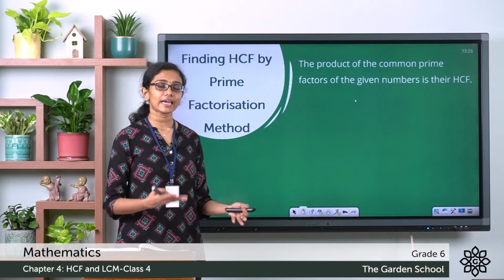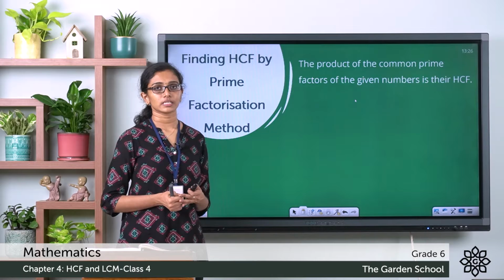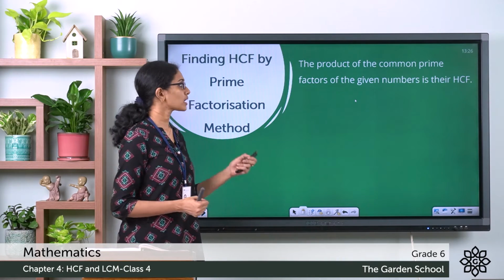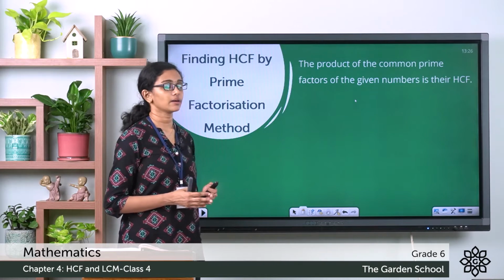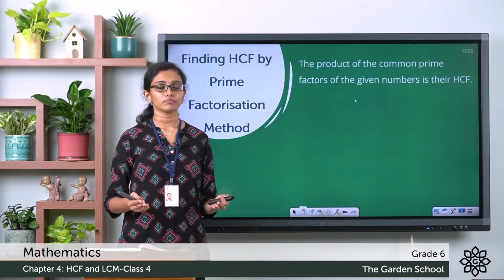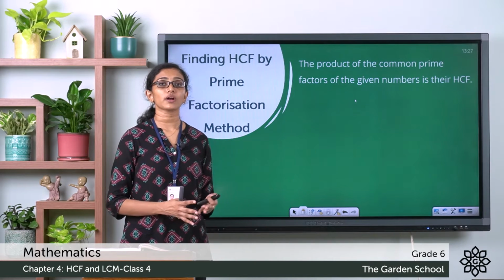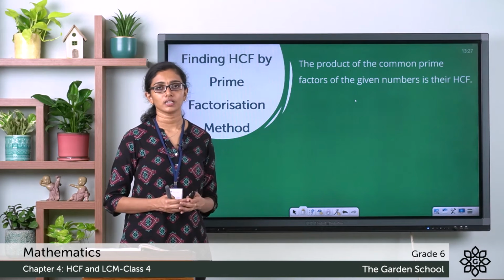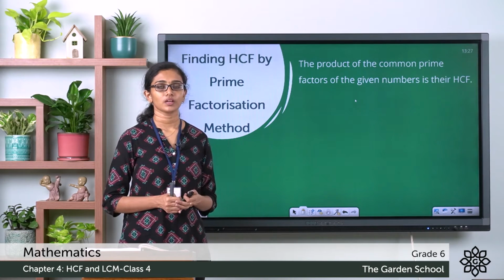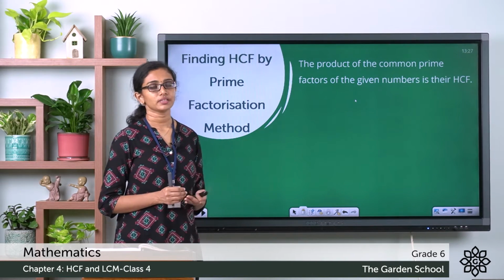So to find the HCF by prime factorization, what you have to do? The product of the common prime factors of the given numbers is their HCF. So you prime factorize the given numbers and you find the product of the common prime factors, and that will give the HCF of the given numbers. So let's see that with an example.